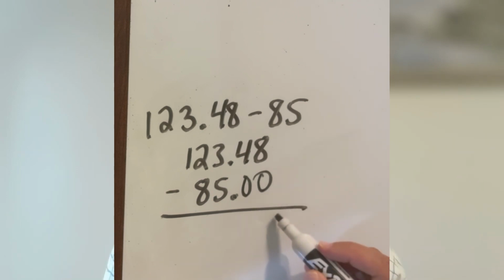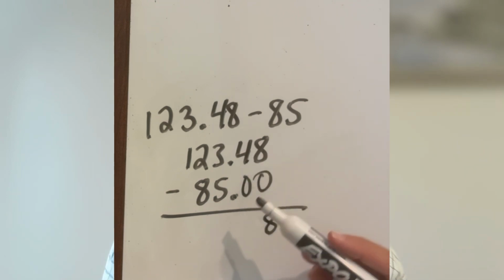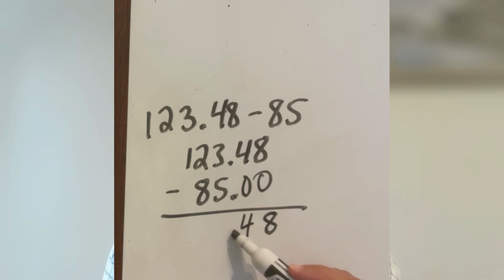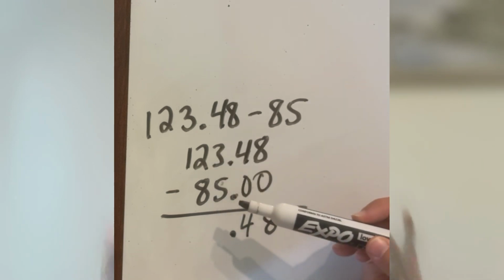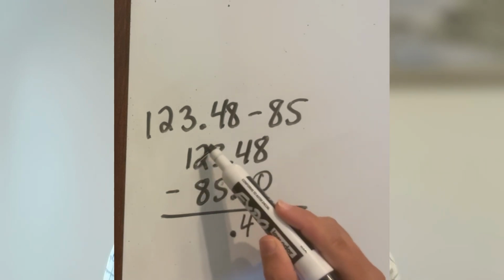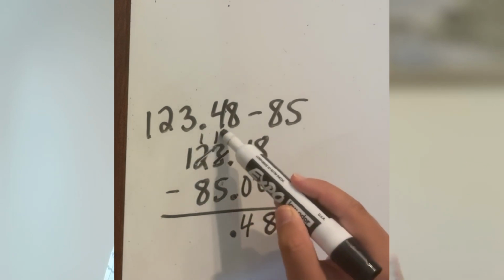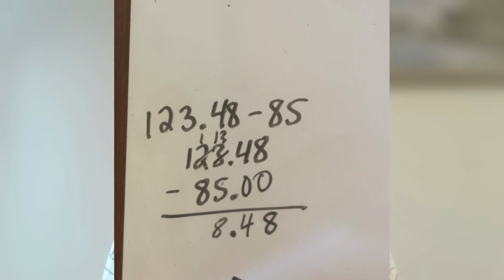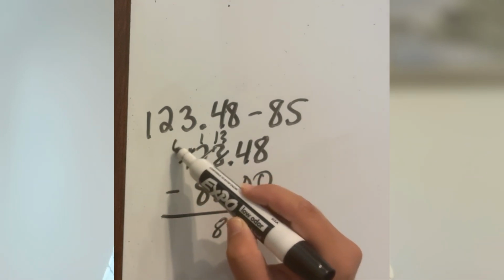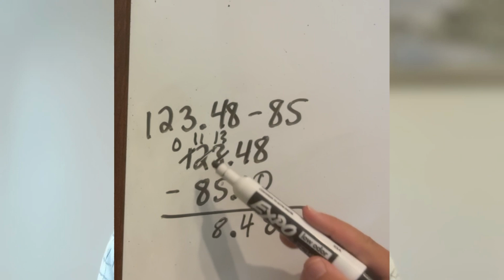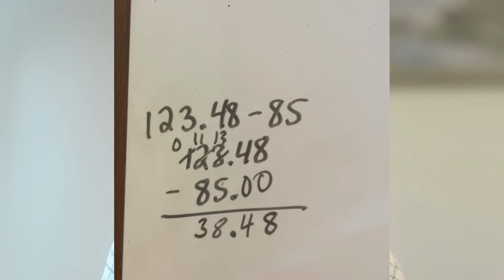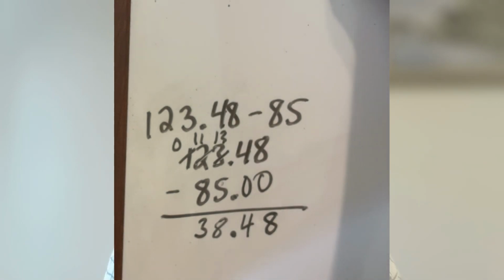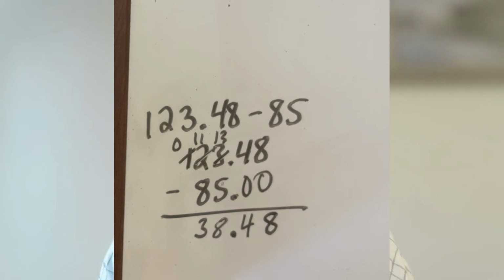Let's go through the subtraction. 8 minus 0 is 8. 4 minus 0 is 4. 3 minus 5, can we do it? No, borrow. So we're going to have 13 minus 5, which will be 8. Now we have 1. 1 minus 8. We can't do it, so we got to borrow. So we'll have 11 minus 8, which will be 3. And then we're left with 0. 0 minus 0 is 0. So our answer for this one would be 38.48.